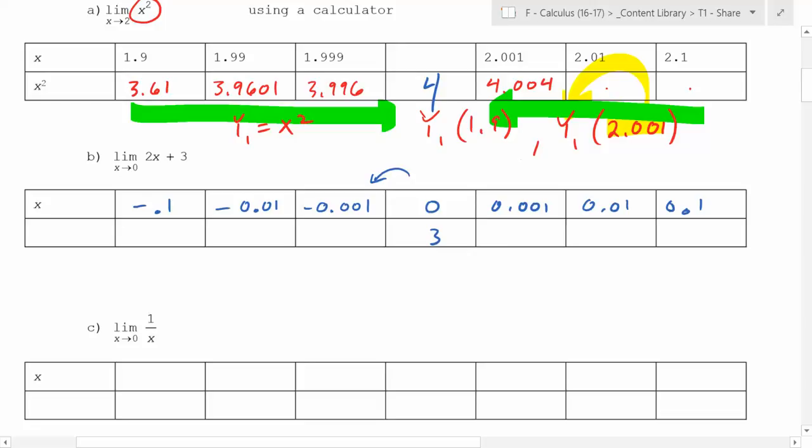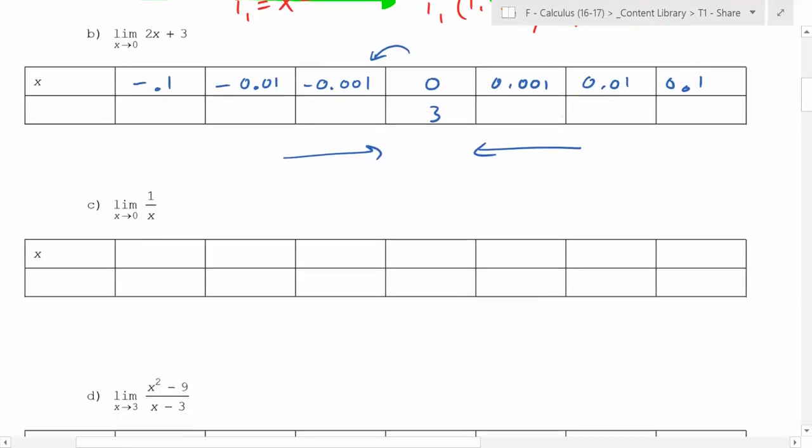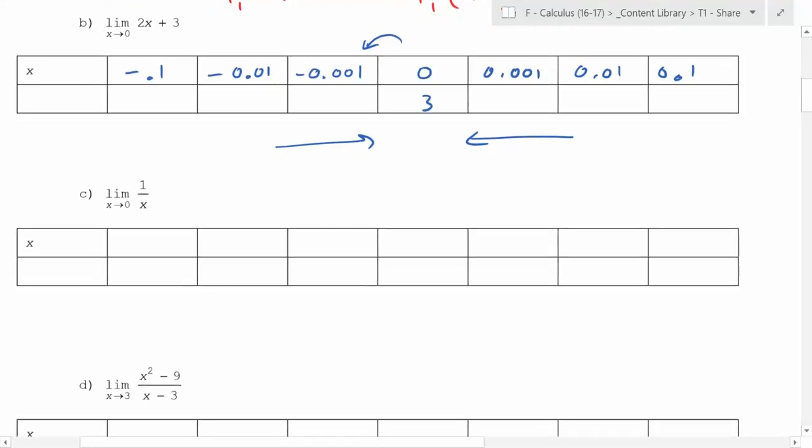Could you fill all those in? Absolutely. And if you look at the chain of numbers, it should go to what? 3. It should go to 3. How is this next one different? Can someone tell me what's different about it? Can you plug in 0? No, you can't plug in 0.